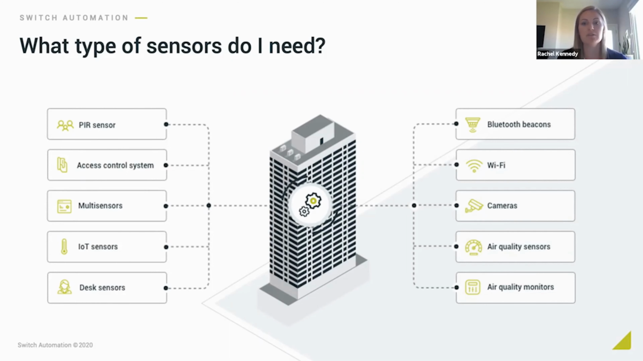And then finally, air quality sensors. Like we said, some of these already exist in the building management system. But when you don't have that, you can install monitors that are separate that can show that data right there for you.